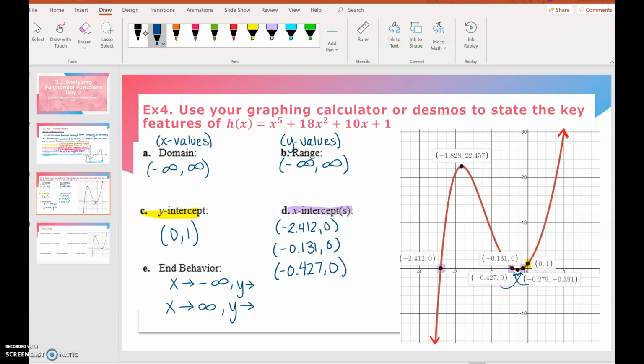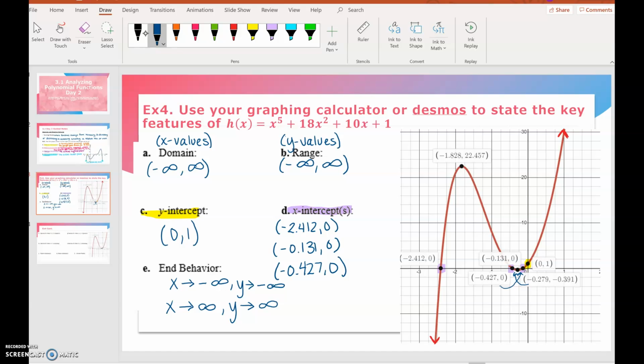So let's look at the graph. The graph, as I go to the left side of it, continues to go down. So the y is getting smaller, so it's going towards negative infinity. As I go to the positive side of the x-axis, it gets more positive. It's going up. So we have y approaches positive infinity.